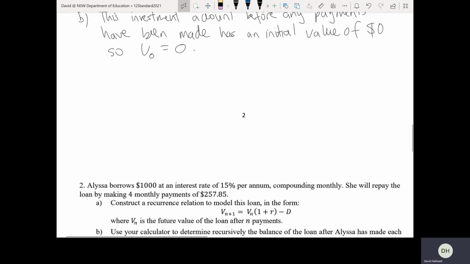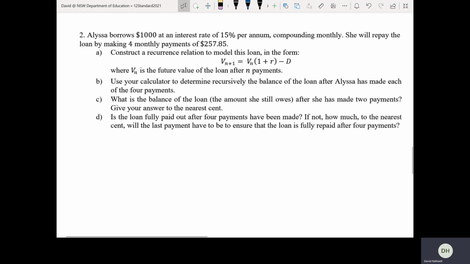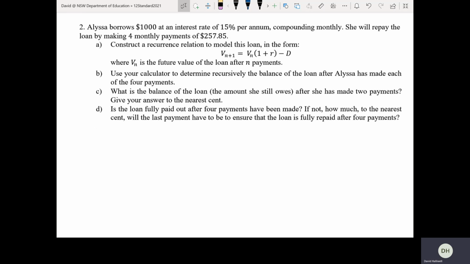All right, let's do one more example. So page 3. Alyssa borrows $1,000 at an interest rate of 15% per annum compounded monthly. She will repay the loan by making 4 monthly repayments of this amount per month.